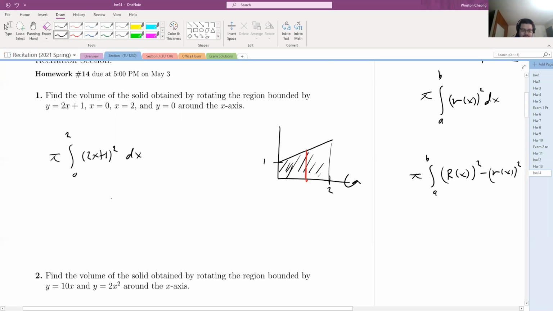And that's it. If we calculate this integral, we'll get the volume. So that's a straightforward computation, which I guess I can go through part of it. Obviously, you want to square this out first. 4x squared plus 4x plus 1 dx. And then you want to integrate this guy.